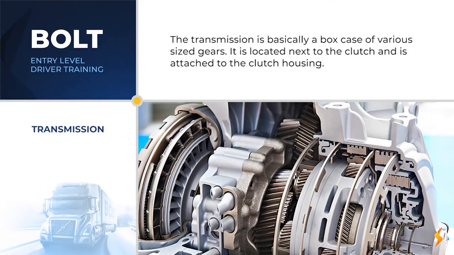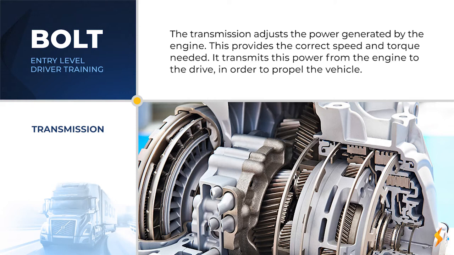The transmission is basically a box case of various sized gears. It is located behind the clutch and is fastened to the clutch housing. The transmission adjusts the power generated by the engine. This provides the correct speed and torque needed. It transmits this power from the engine to the drive or powered axles in order to propel the vehicle.